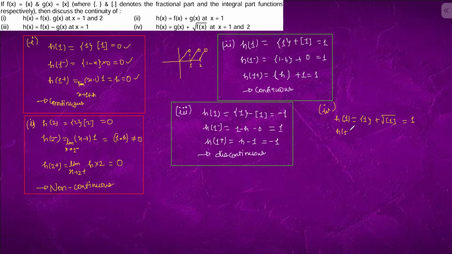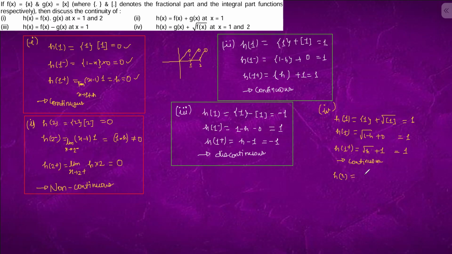h(1 minus). Okay, h(1 minus). We have root under g(x), root under f(x). So root under f(x). f(x) is what? 1 minus h, and here it's 0. This is 1. h(1 plus). We have h plus 1, which is 1. So continuous at x equals 1.